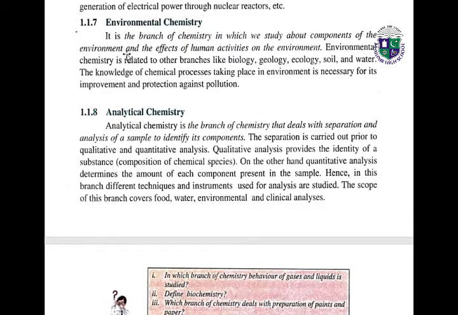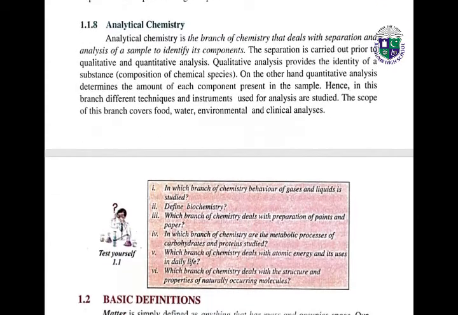Environmental chemistry, yes students, look at the definition of environmental chemistry. As the name shows, it deals with the components of the environment and the effects of human activities on the environment like environmental pollution, and it is also related with other branches like biology, geology, ecology, soil and water.